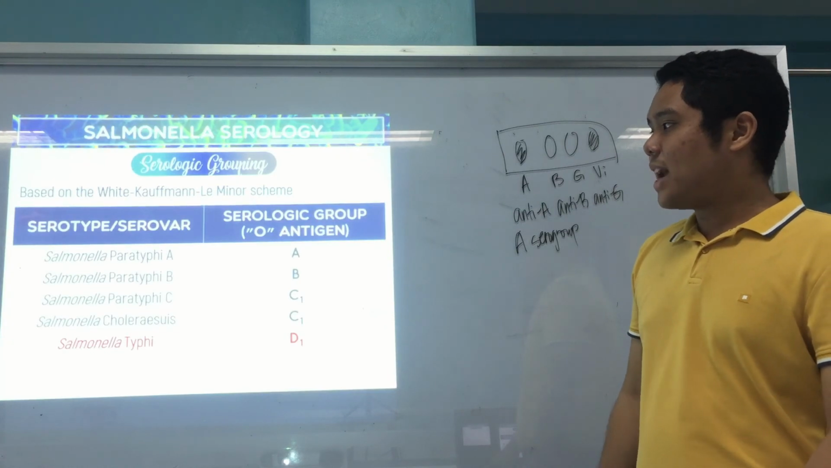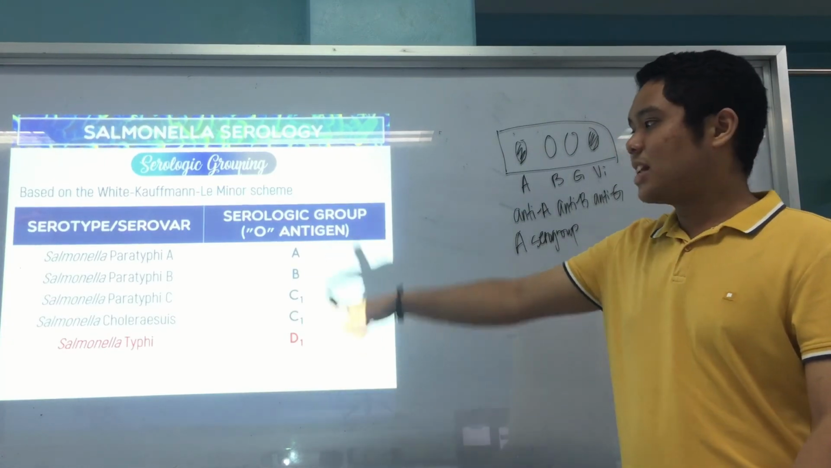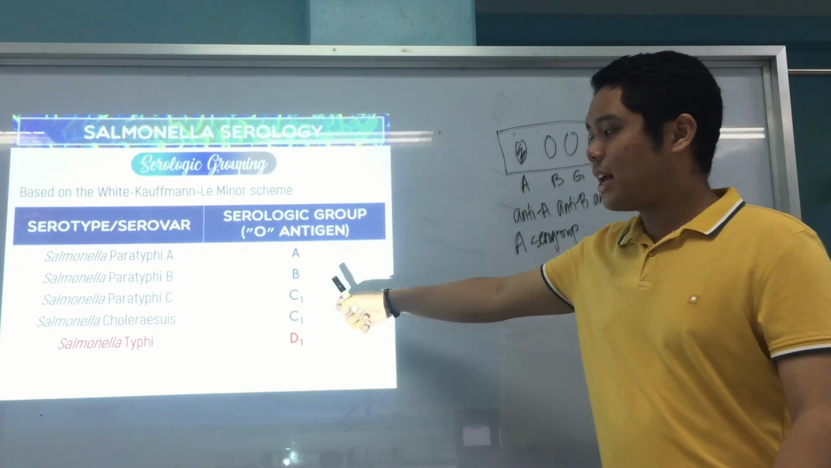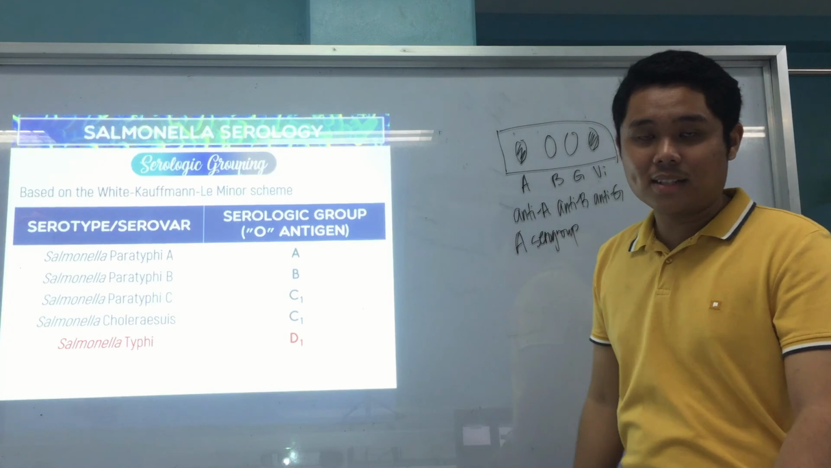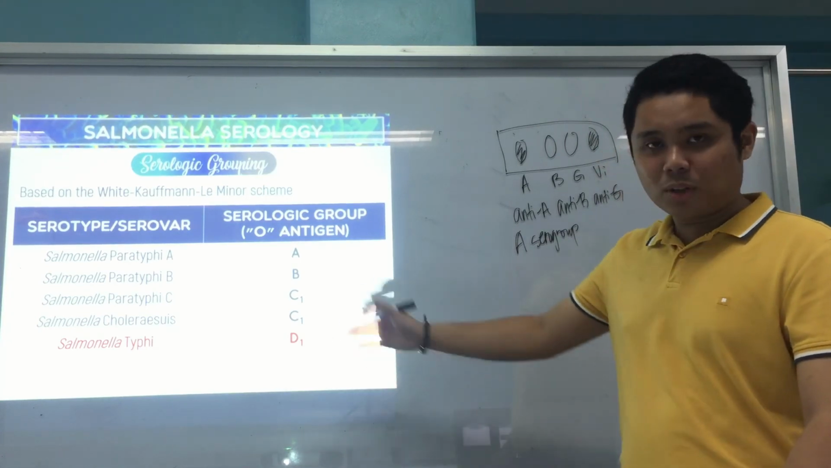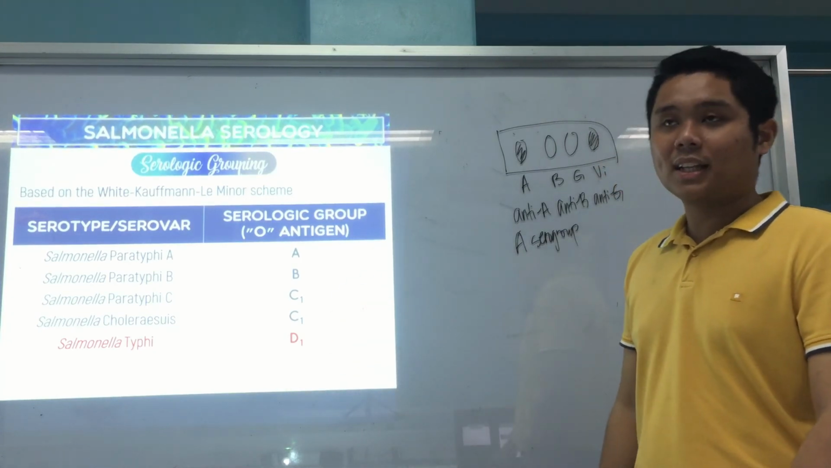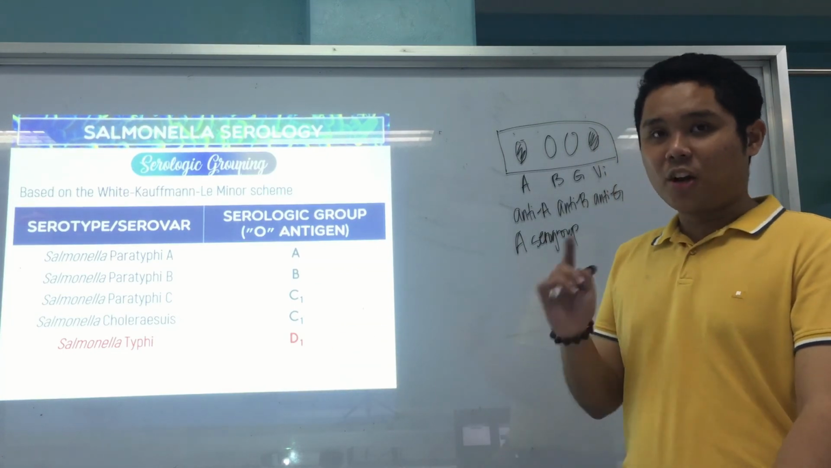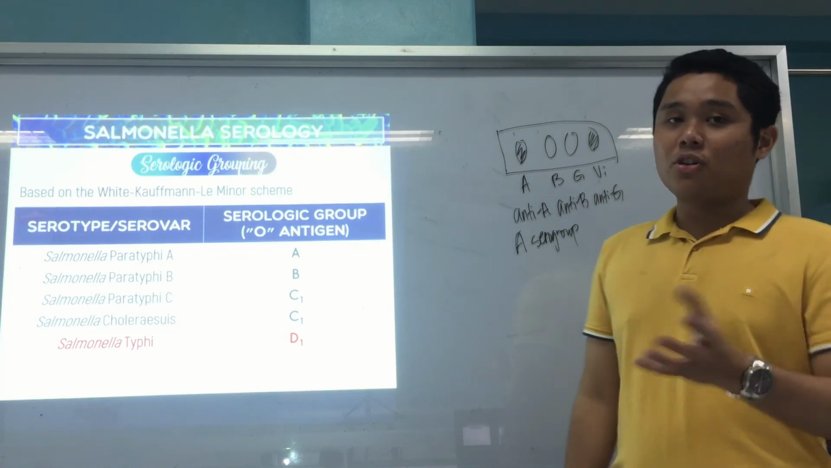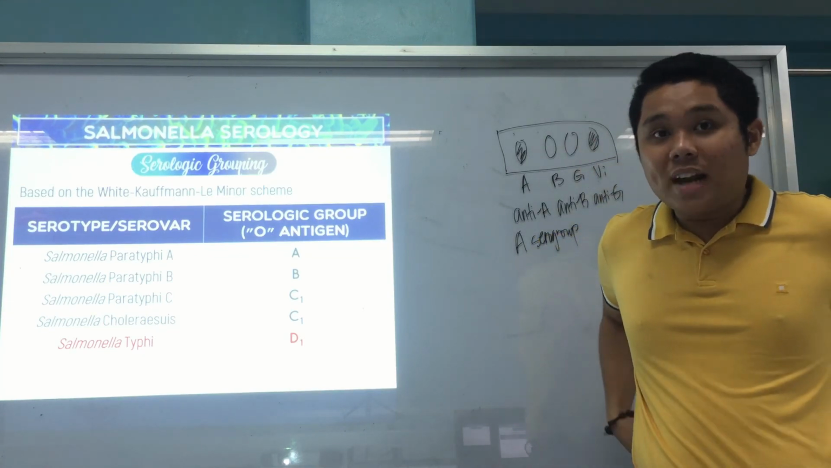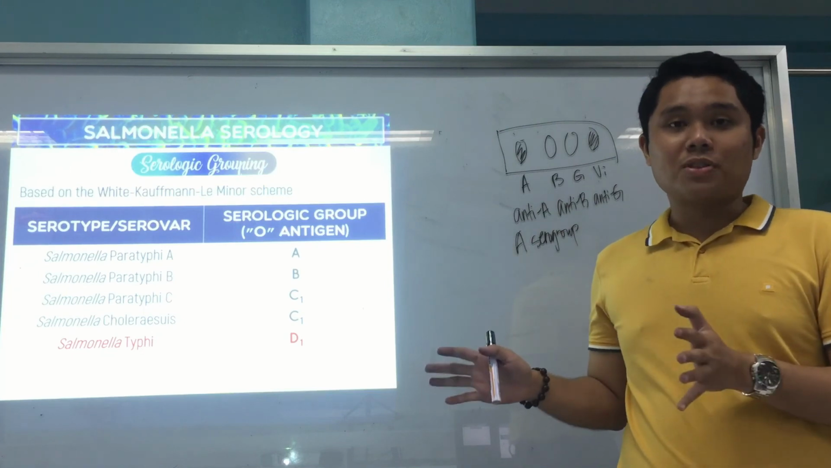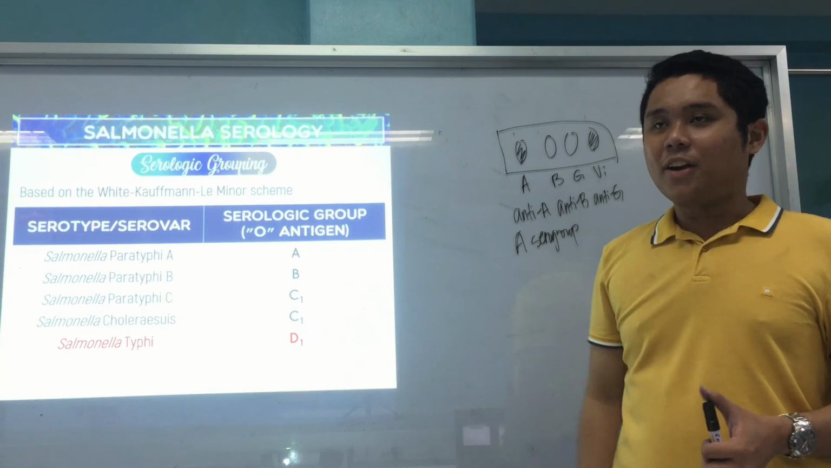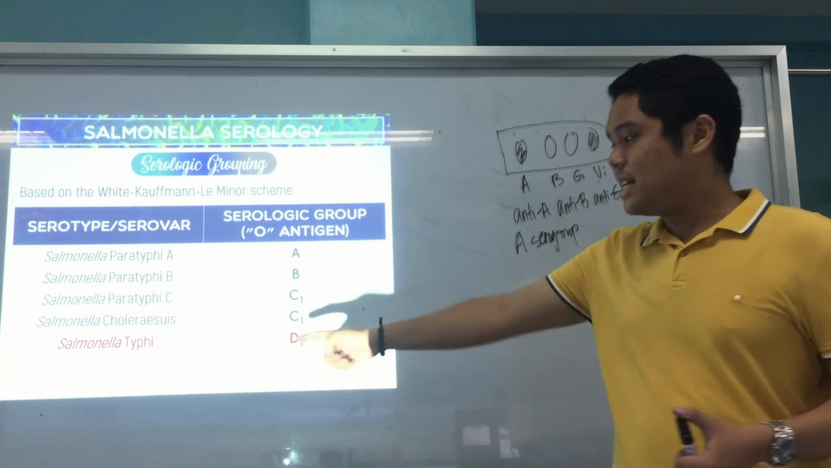Salmonella paratyphi A is under serologic group A. Salmonella paratyphi B is under serologic group B. Paratyphi C is under C1, and Salmonella choleraesuis is also under serogroup C1. And Salmonella typhi, which is what's really important because it can cause human infections, is under serologic group D1. That's for serological grouping. Again, Salmonella have their own serogroups, each serogroup has its own serotype or serovar, and Salmonella typhi is under serogroup D1.